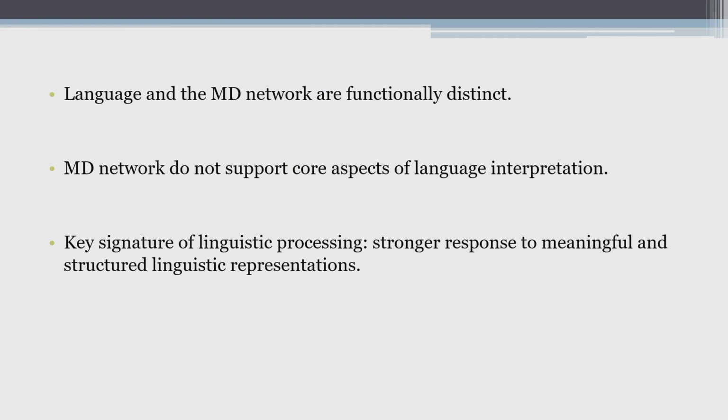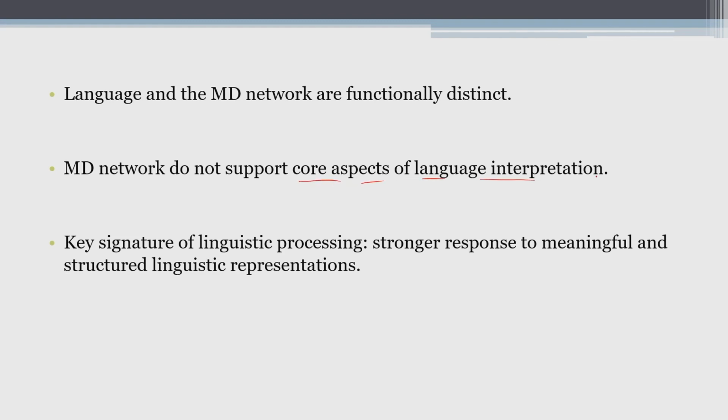So, the finding of these groups is that language and the MD networks are functionally distinct. Whereas the language area is responsible for conflict resolution in language processing, the MD area is responsible for conflict processing, goal directed behavior and so on, but not language processing. And they also find that the MD network does not support core aspects of language interpretation.